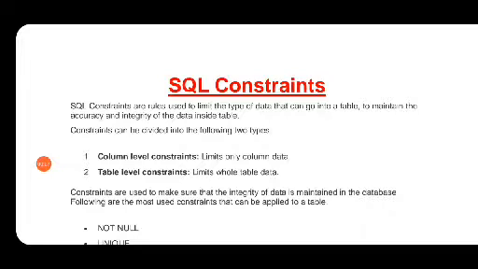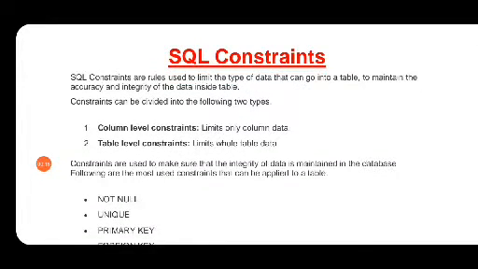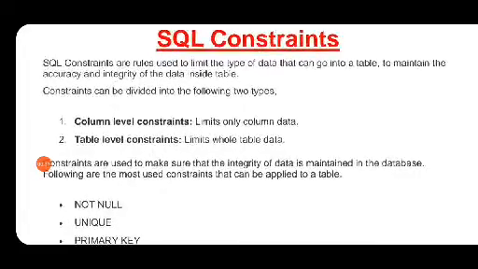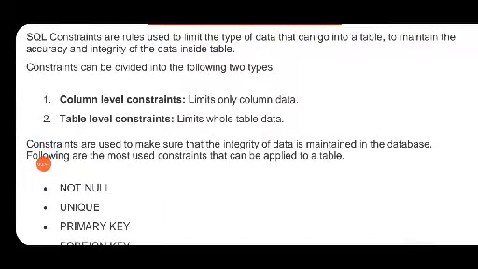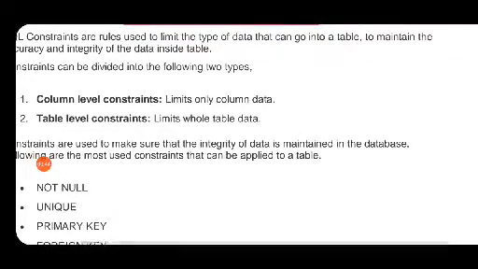Today in this session we will be learning SQL constraints. SQL constraints are rules used to limit the type of data that can go into a table to maintain the accuracy and integrity of the data inside the table. And these constraints can be divided in two following types. One, column level constraints that limit only column data. The second one, table level constraints that limit the whole table data.